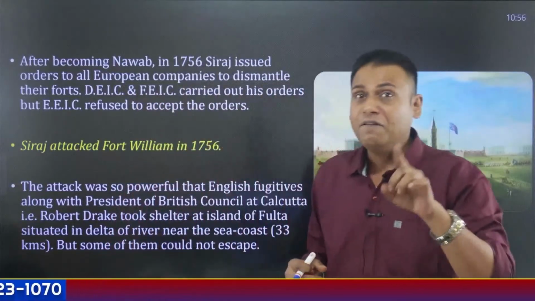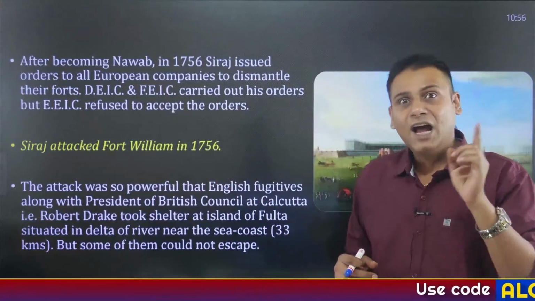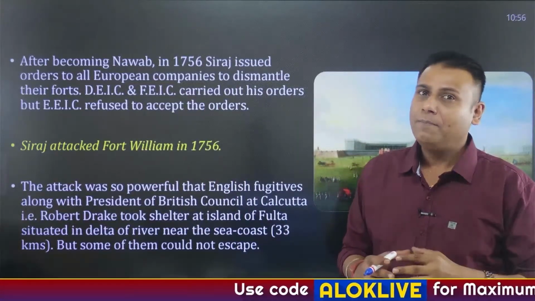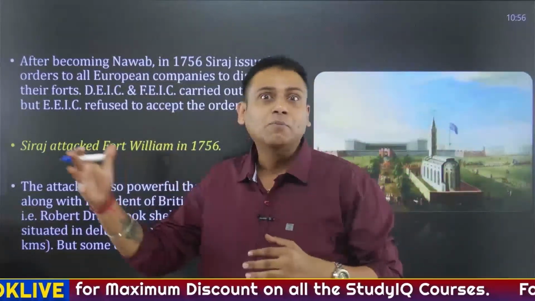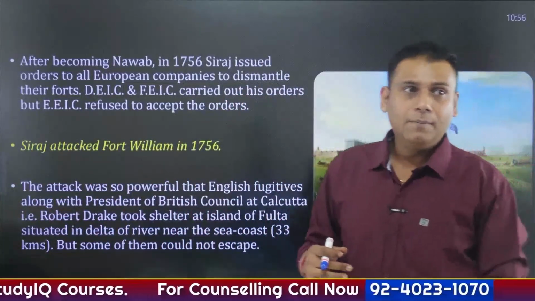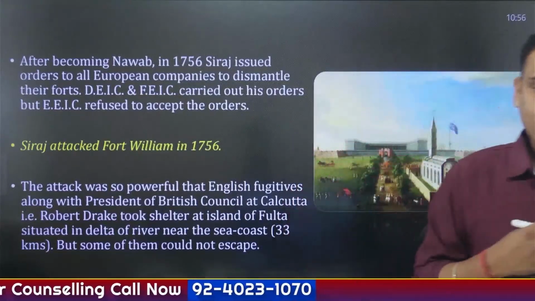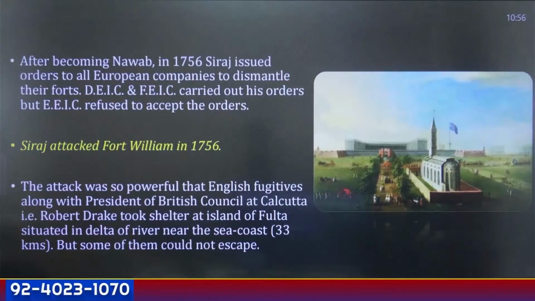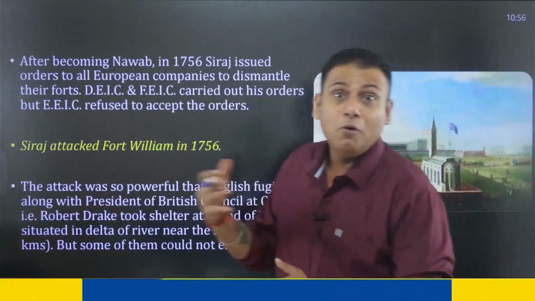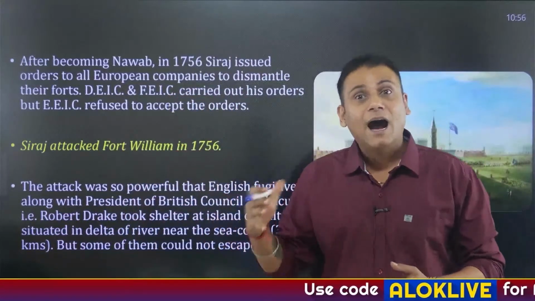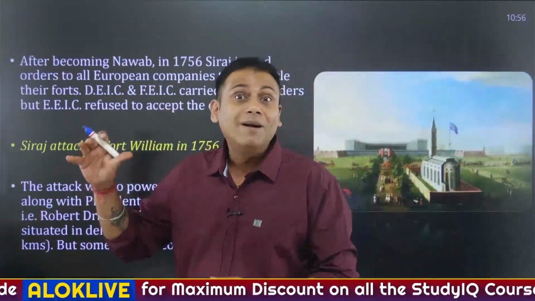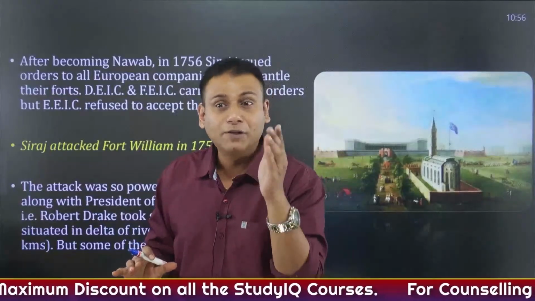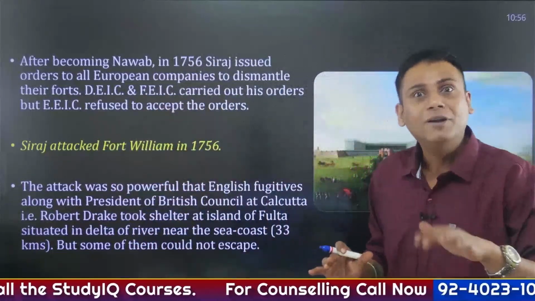And in 1756, it is said that Siraj-ud-Dawla attacked Fort William. The attack was so brutal that many Europeans fled from Fort William. And it is believed that after they fled, I'll give you a small example: President Robert Drake fled to an island called the Fulta Islands.